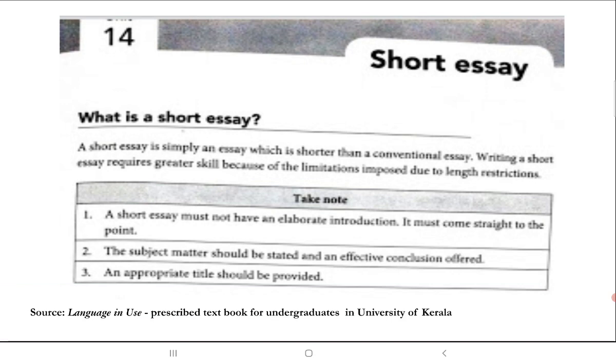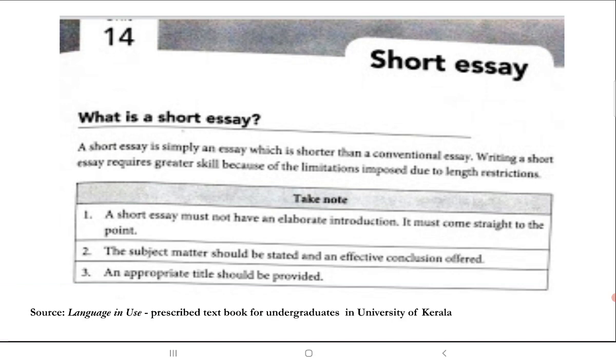Of course, this being termed an essay, you need to include all the points that are there in an essay, that is the introduction, the body, that is the core part, then there should be a conclusion, and there should be an appropriate title. These things will be there, but everything should be in a very short manner. So length restriction is a problem. So you need to do a little bit of practicing in order to write short essays effectively.